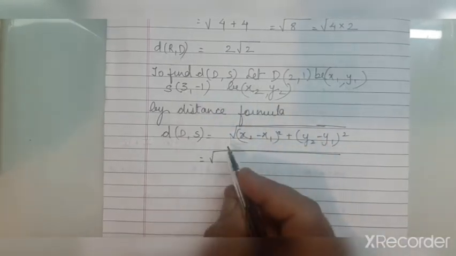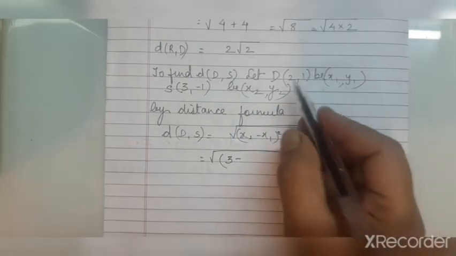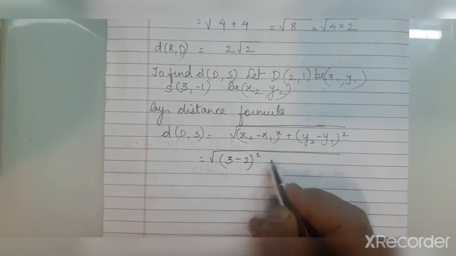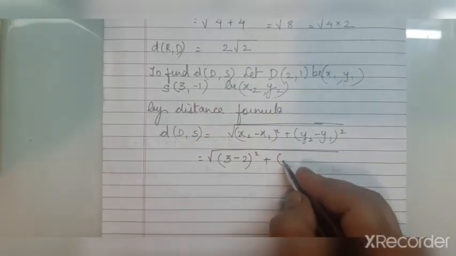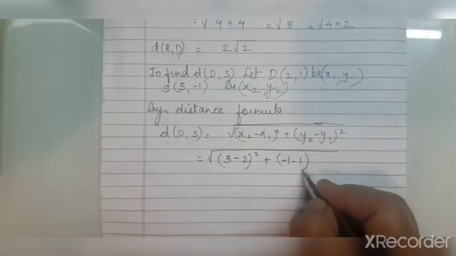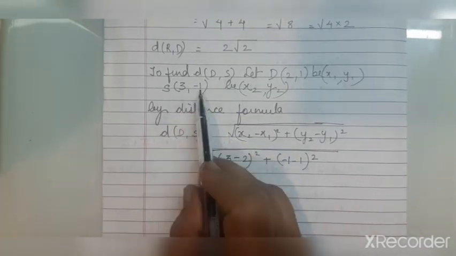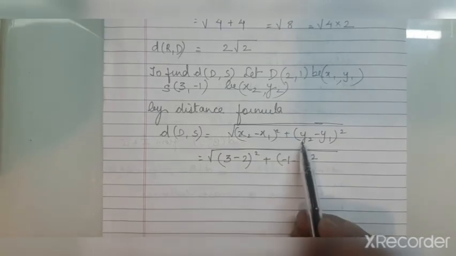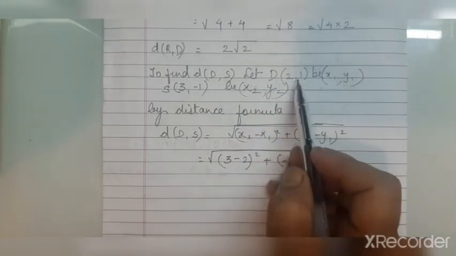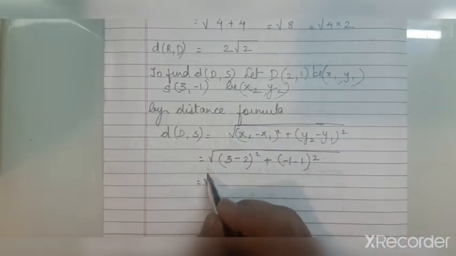Now we'll see what we have assumed, x2 and x1. So x2 is 3, minus, please take whatever you have assumed, 2, the whole square plus, here y2 is minus 1 minus, and y1 is 1. We'll solve.